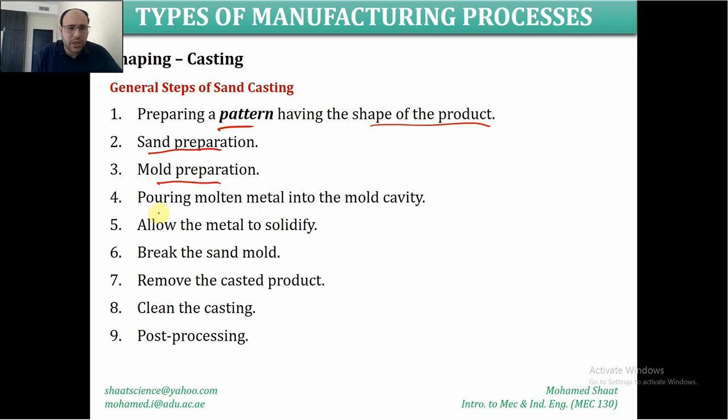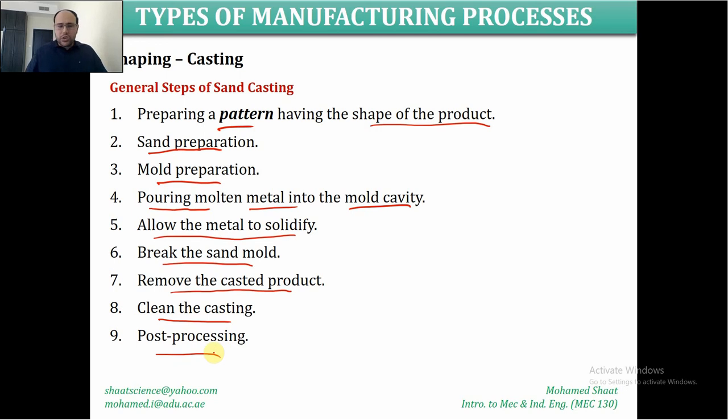Or mold preparation. Then you melt the metal and pour it into the mold cavity, leave it, and allow for solidification, then break the sand to get the product, remove the cast product from the sand and clean it. And then you do post-processing. As I mentioned, one of the post-processing steps is grinding, just to clean it, make the surface as smooth as possible, and bring it into a shape that we can use. So this is the general procedure of sand casting as one of the shaping processes, as I mentioned. Make sense?